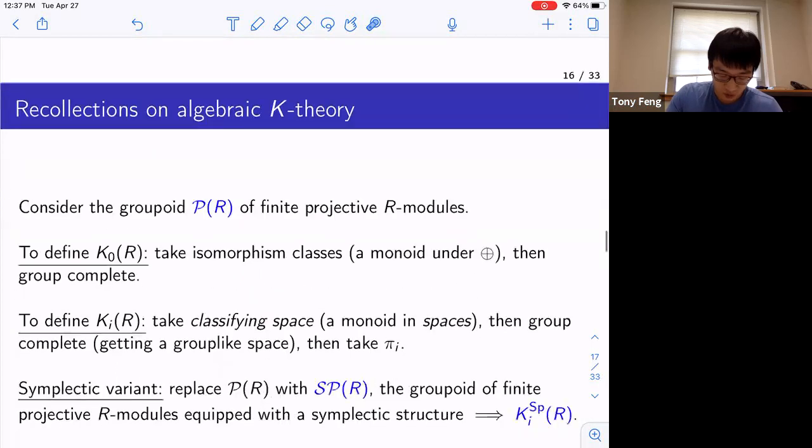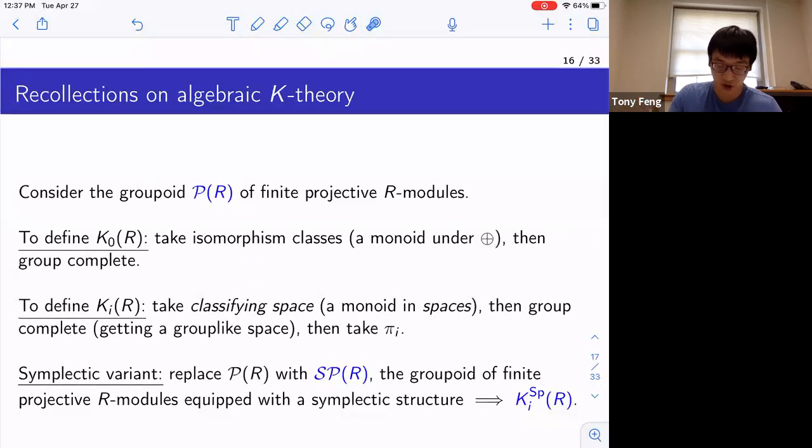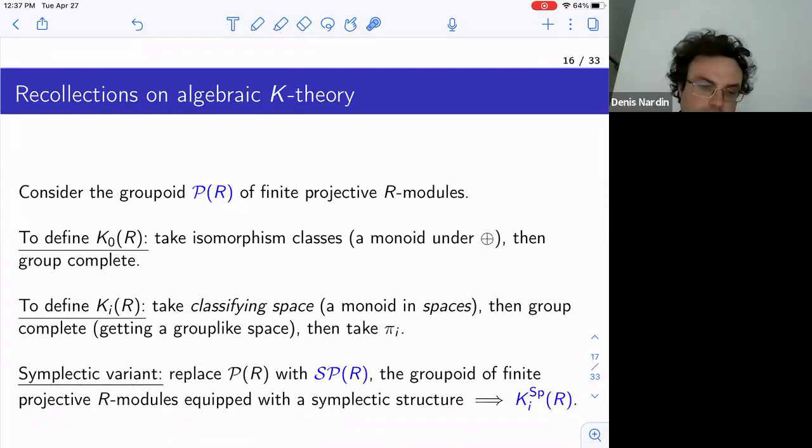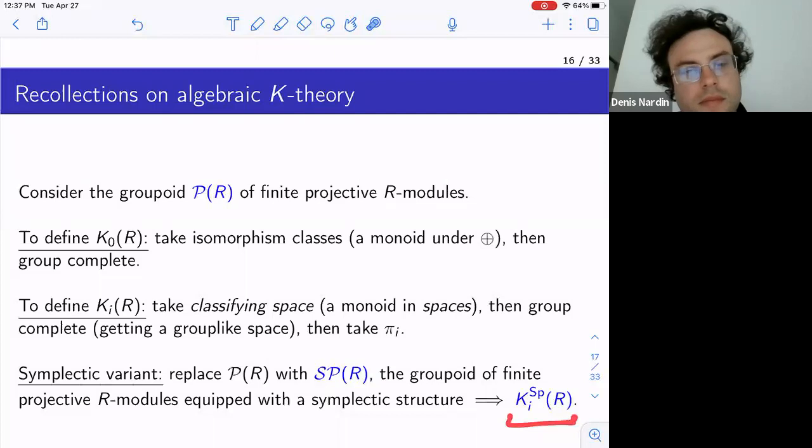So to define the symplectic K-theory, we're just going to do a very similar thing where we replace the category of finite projective R-modules by the category of finite projective R-modules equipped with a symplectic structure, or in other words, symplectic R-modules. And then you say the same magic words to get the symplectic K-theory.